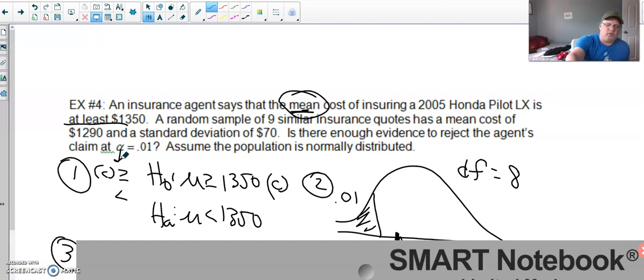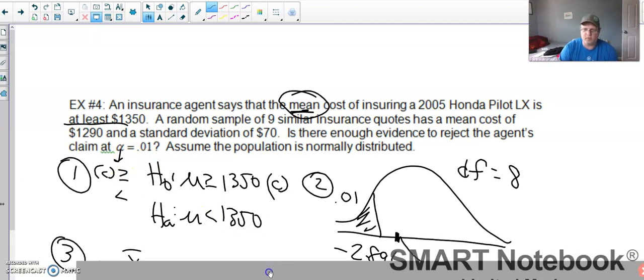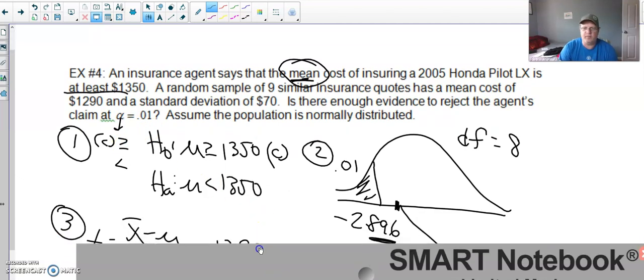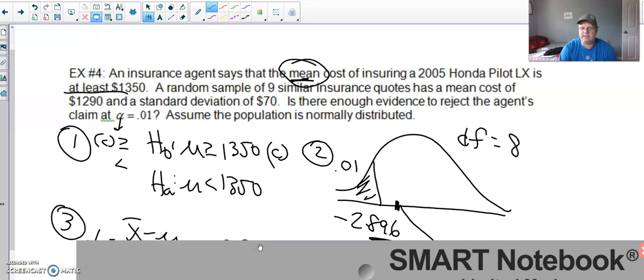Now when you do the formal step 1, you have the null hypothesis: the mu is greater than or equal to 1350. The alternate: the mu is less than 1350. That's your step 1. Step 2 is a T critical value. You have to deal with your degree of freedom. My degree of freedom is 8. The level of significance is 0.01.